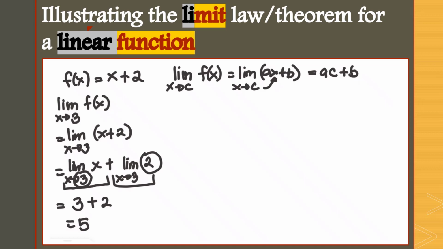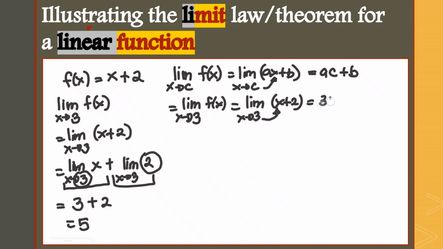Now, what if we use the limit theorem for a linear function, where we simply substitute immediately? This is the limit of x plus 2 as x approaches the same value, 3, so that we can differentiate them. Simply substituting, you will have 3 plus 2 equals 5. So we have the same result as applying the first two limit theorems. Of course, our limit theorem is in general form, where we have a certain a. Our a in this given function is just equal to 1, the coefficient of x.